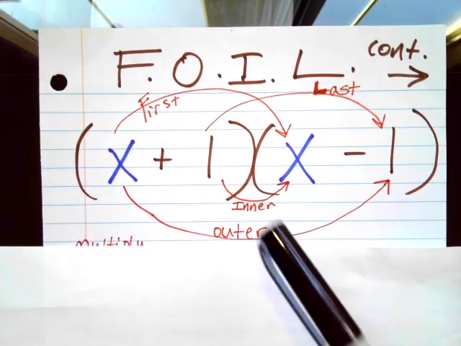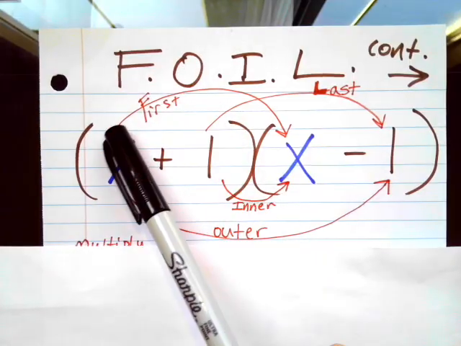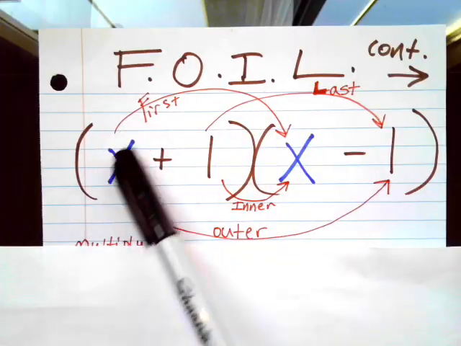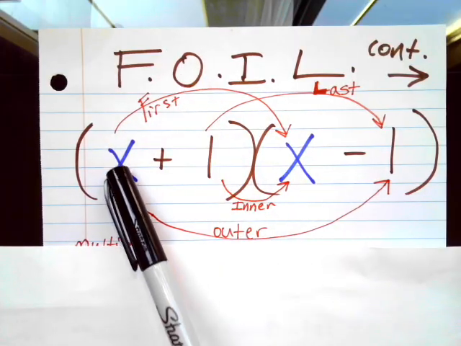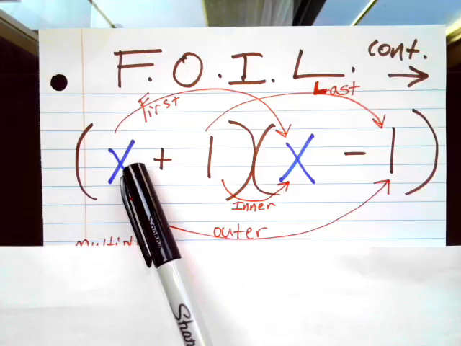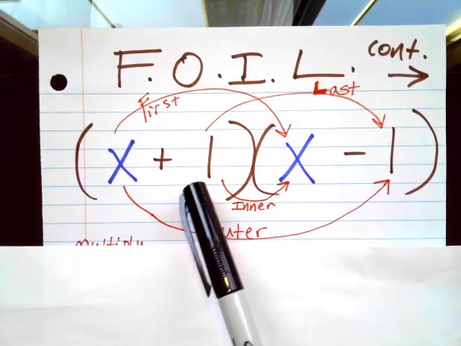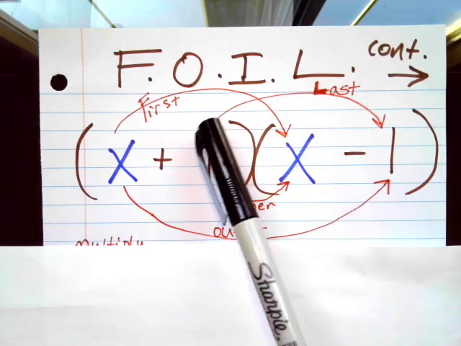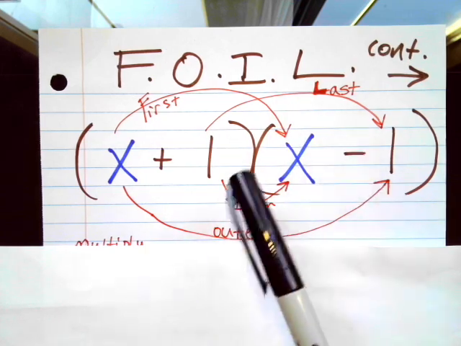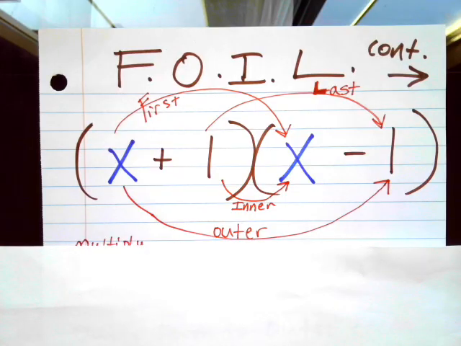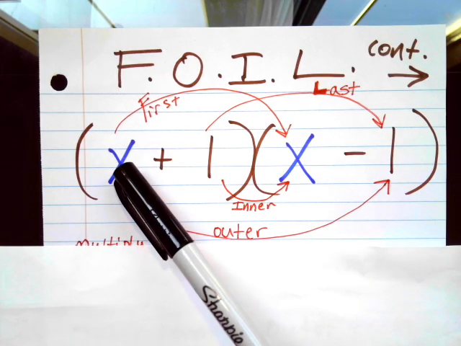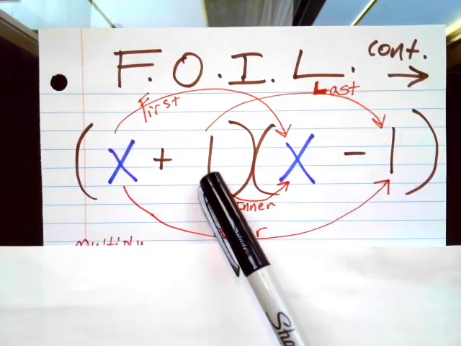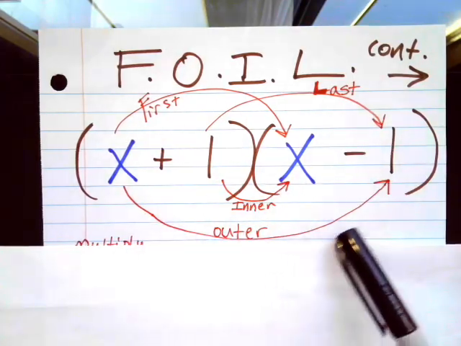What is FOIL? So we're multiplying first term to first term. Outer, right? We're going to multiply the outer term with the outer term. Inner term, right? We're going to multiply the inner terms. And then last, we'll multiply the last terms. If you look carefully, this is a way to remember what terms to multiply or distribute. You have the eyebrows, you have the nose, and you have a mouth.